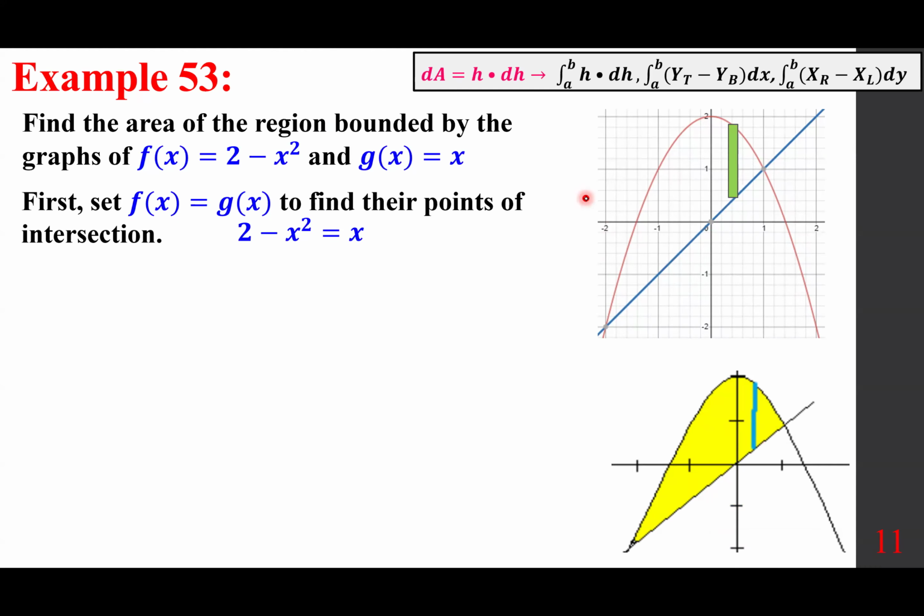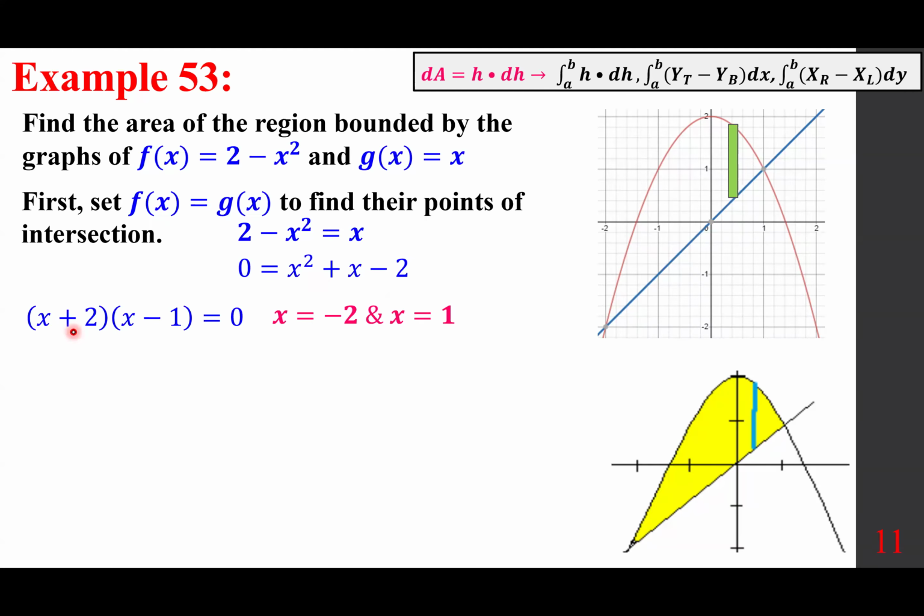We want to find points of intersection. So this is negative. Let's move it to the other side. X squared plus x minus 2. Let's factor. You want two numbers. The product is negative 2. The sum is positive 1. 2 and negative 1. So we get either x is negative 2 or positive 1.